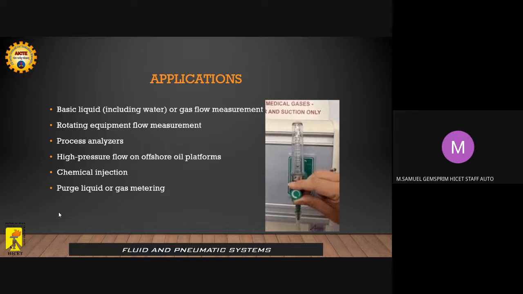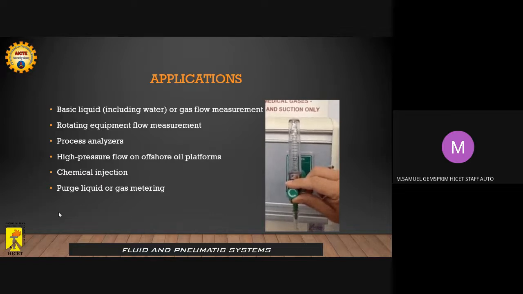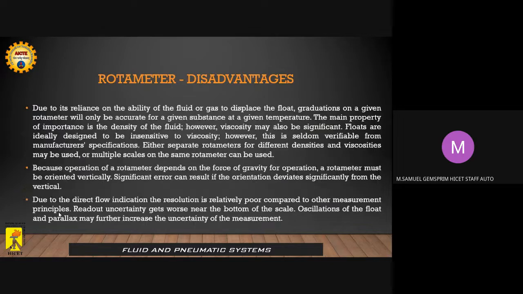or rotating equipment flow measurement, or in process analysis, or in high pressure flow on offshore oil platforms, in chemical injection, or purge liquid or gas metering. So this is what I told you, the gas metering that takes place in oxygen systems. Now let us go back to the slide to see the various disadvantages of the rotameter.